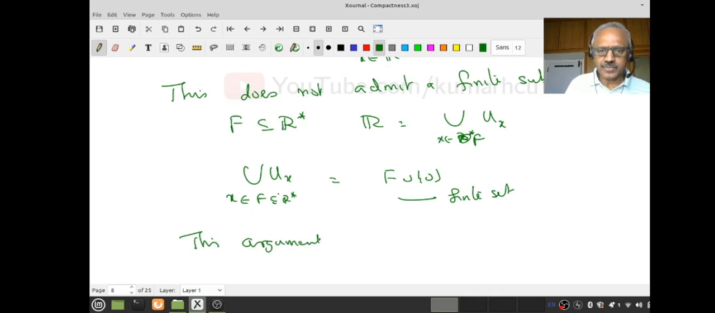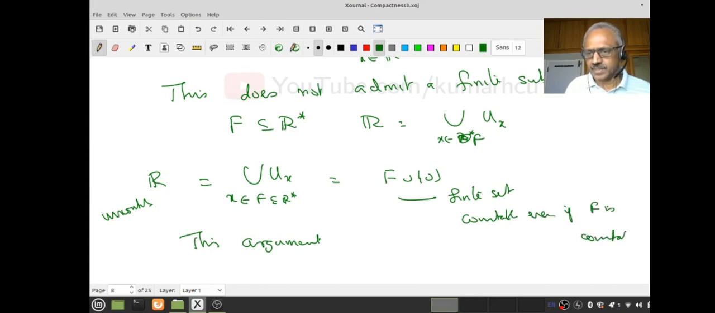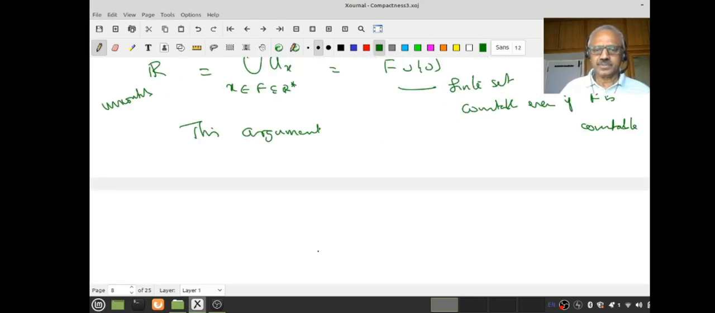So if F is countable, then F union 0 will again be a countable set, but that's equal to R. That's a contradiction, because R is uncountable. This will be countable even if F is countable, not necessarily finite, it's infinite. Therefore this argument shows there exists no countable subcover, leave alone finite subcover.